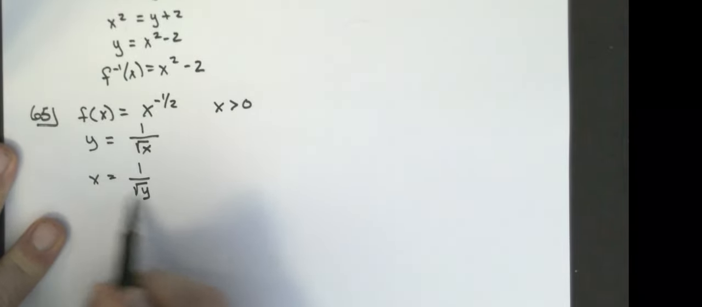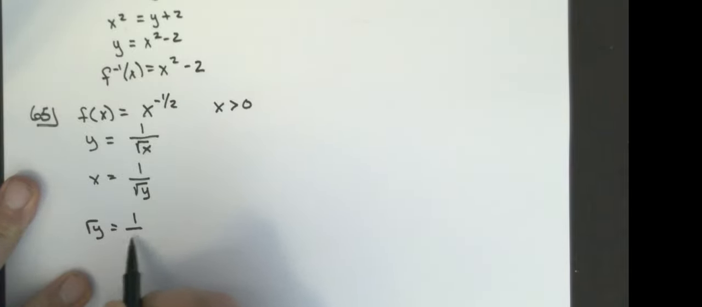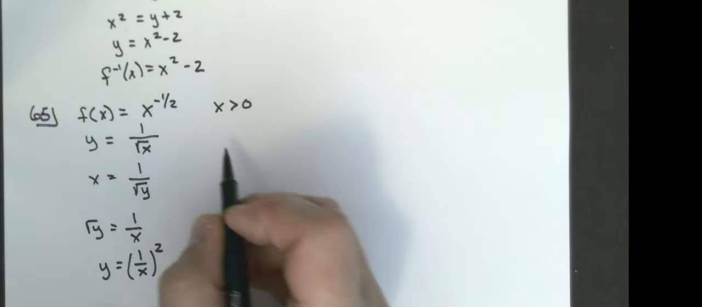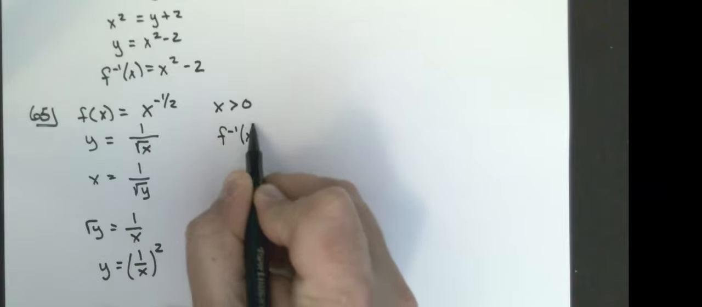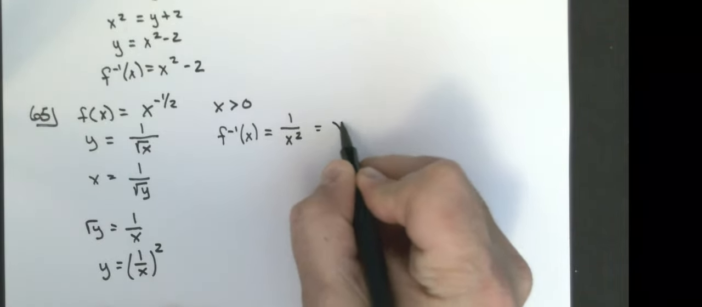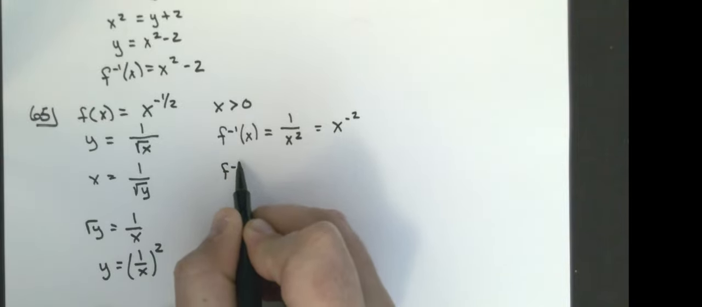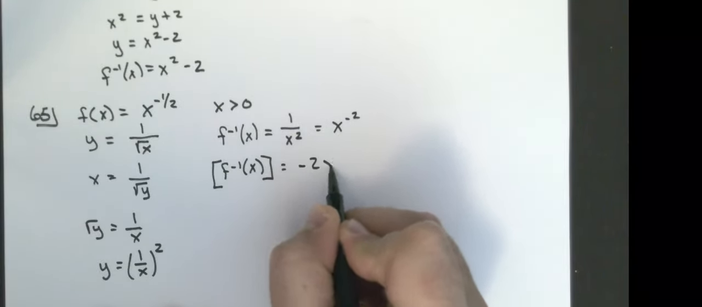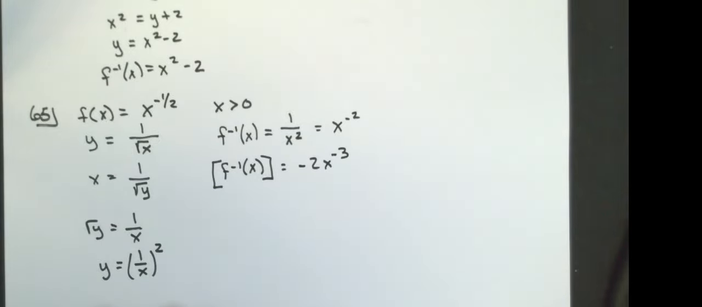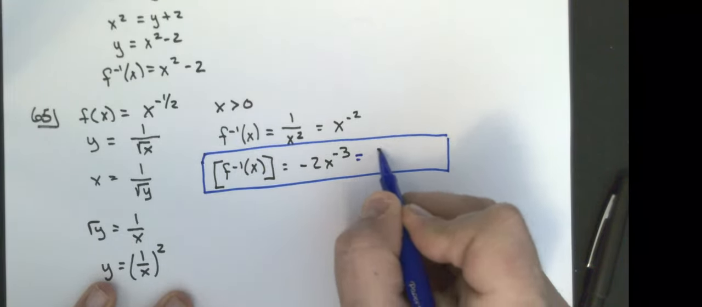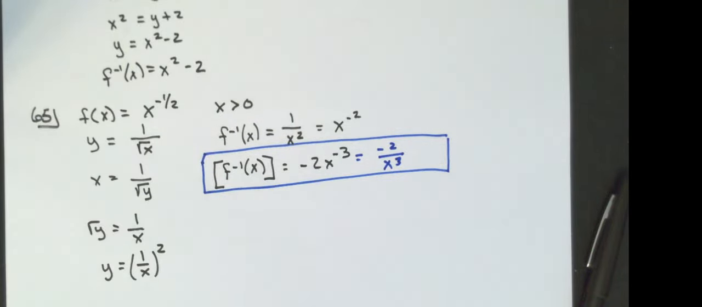Then I'm going to square this, so I get the square root of y equals 1 over x. That gives me y is equal to 1 over x quantity squared, which means my f inverse of x is equal to 1 over x squared. Or another way to write this is x to the negative 2. The derivative of f inverse of x: multiply by the exponent, subtract 1 from the exponent, and that would be my answer. Another way you may see this is negative 2 over x cubed. That's it.